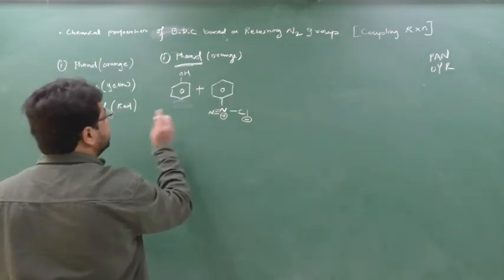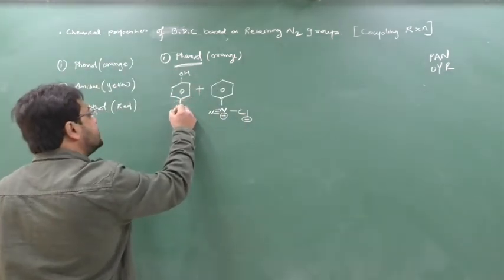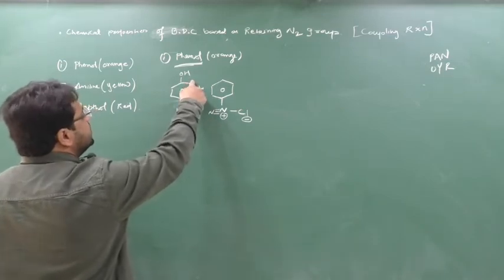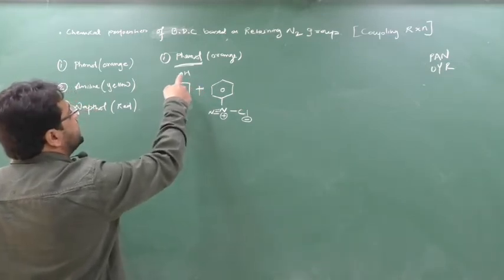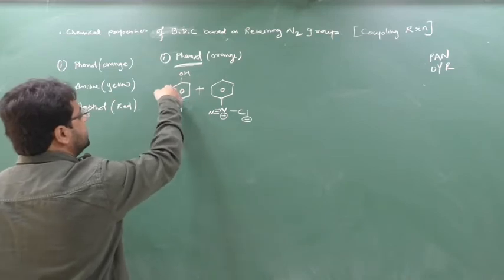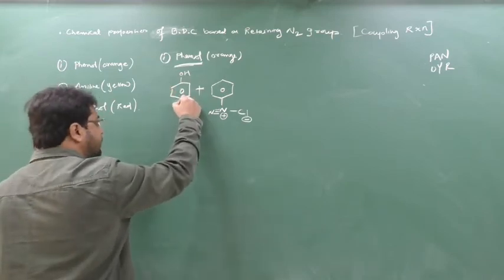So how we will see this? See here, at the para position there is one hydrogen here because this is C6H5OH. So here CH. One hydrogen from the para position will come out here.